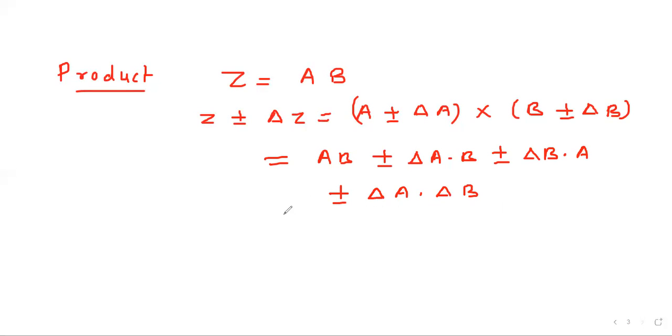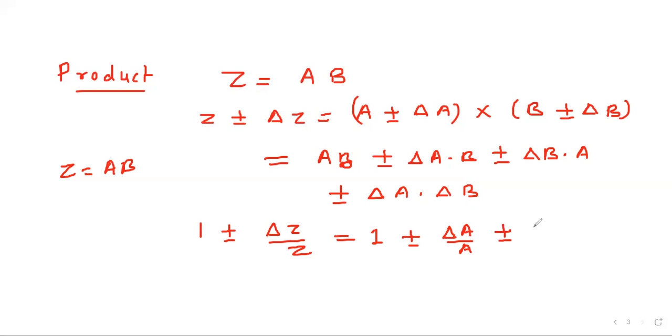We divide each term by Z, that is AB. So we get 1 plus minus delta Z upon Z equal to AB upon AB, or Z upon Z. So since Z is AB, we get 1 here, plus minus delta A upon A, plus minus delta B upon B, plus minus delta A upon A times delta B upon B.